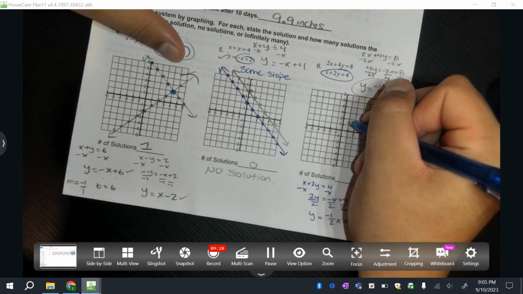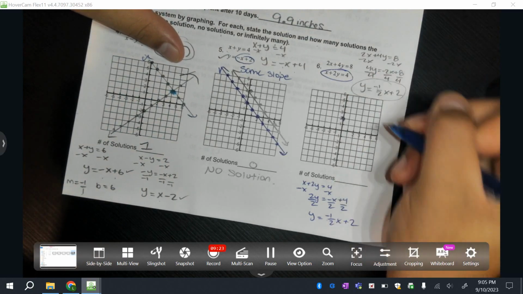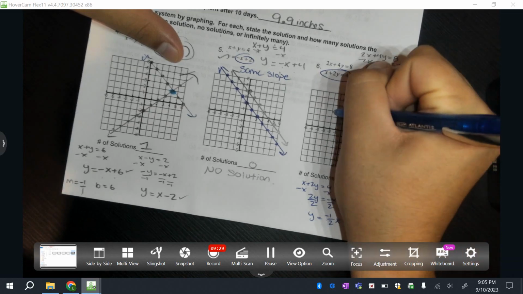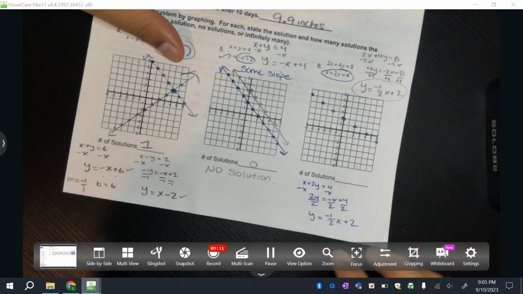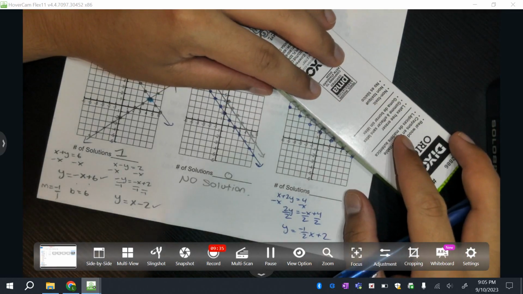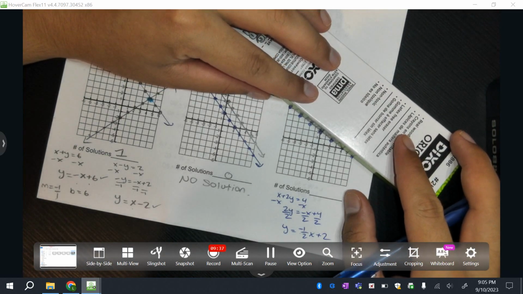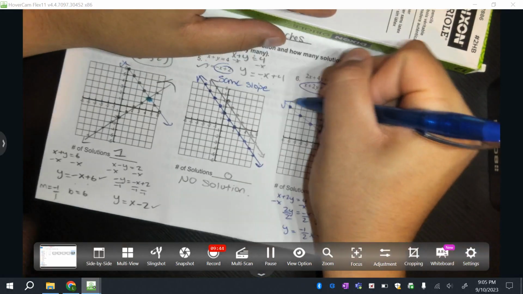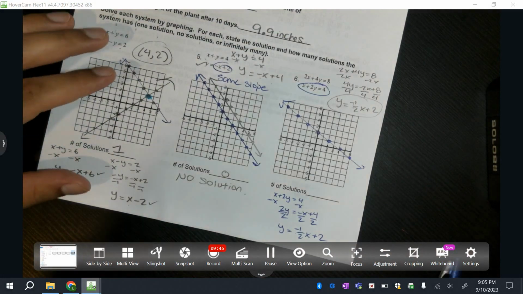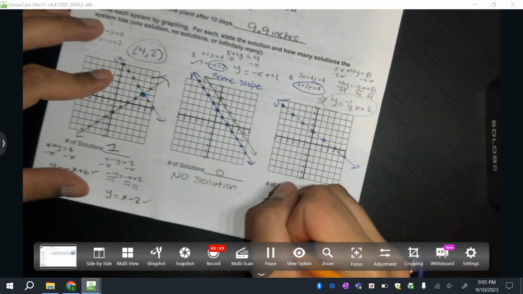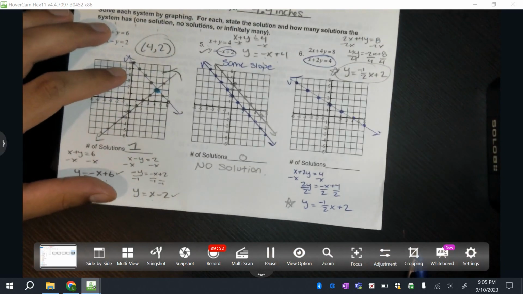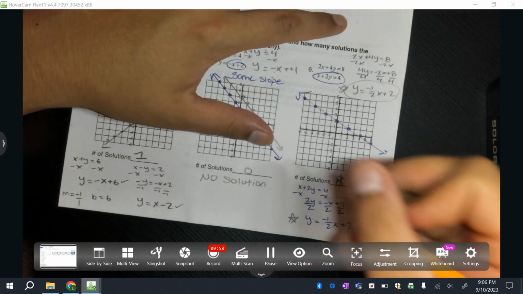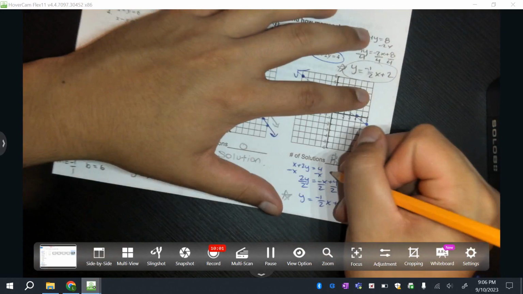Alright, so I'm going to just graph one line to represent both of them. So 2, we're going to go down 1, right 2, because the slope is -1/2. And again, this line is the same as the other line. So this line and this line are the exact same. So for the number of solutions, we're going to have an infinite amount of solutions, so I'll just put all real numbers. And our solution is going to be infinitely many.